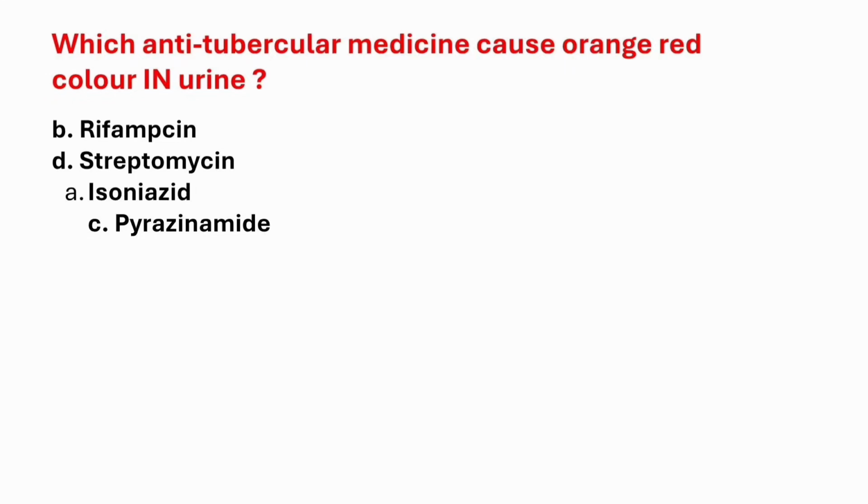Which anti-tubercular medication causes orange-red color in urine? A. Isoniazid. B. Rifampicin. C. Pyrazinamide. D. Streptomycin. The correct answer is B. Rifampicin.